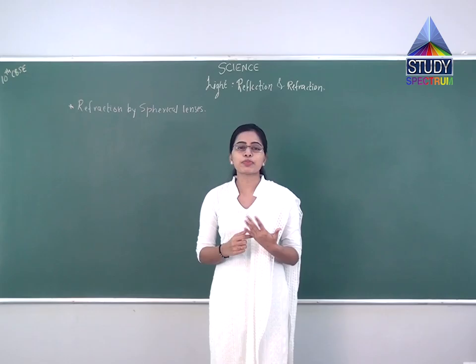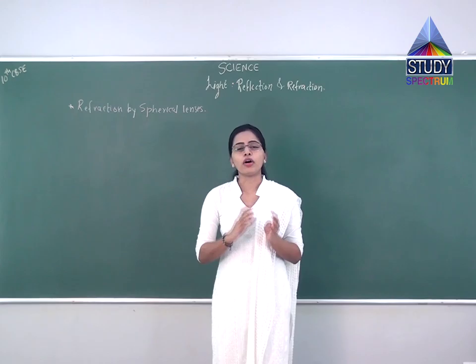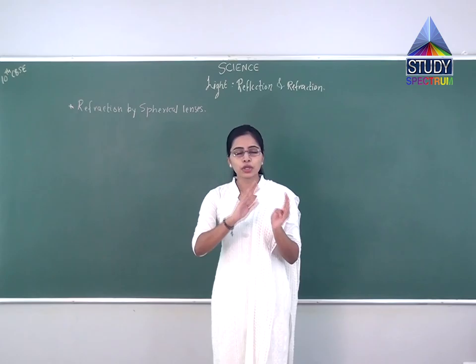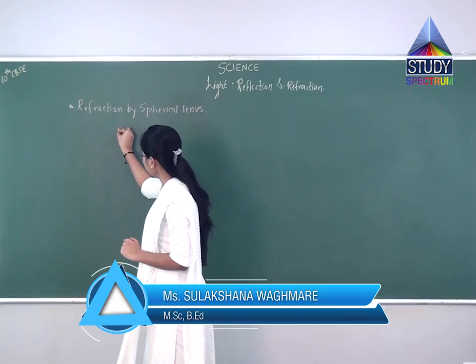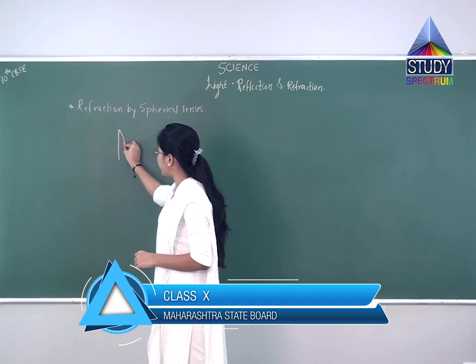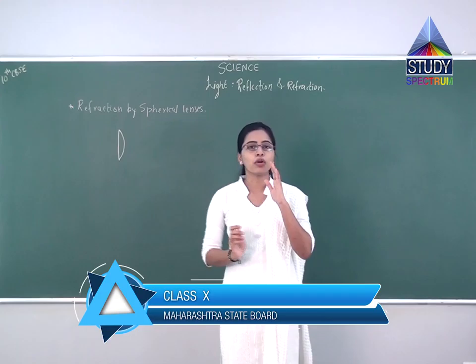A lens is a glass, or a material made up of two spherical surfaces, or one spherical surface and one plane surface. Here, suppose this is your plane surface, and if you are attaching a convex surface to it, we call it a convex lens.